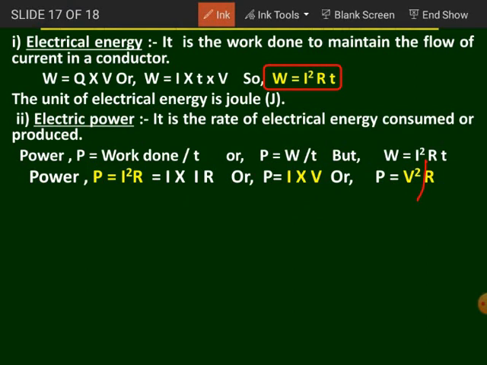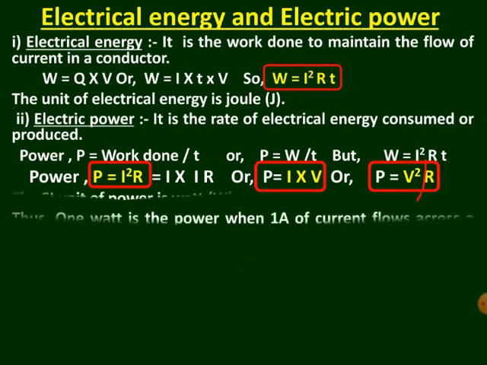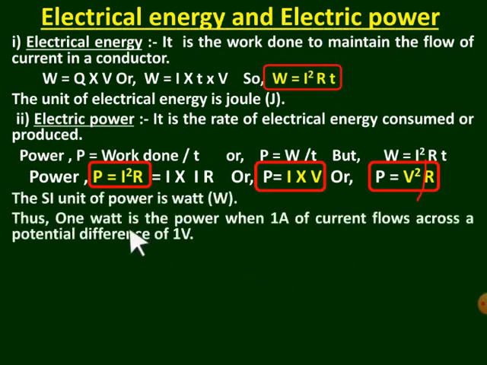Clear? So these are the expressions of power, and you need to remember these different expressions. Power is equal to I square R. Power can be expressed as V into I. Power can be expressed as V square by R. Got it? And the SI unit of power is the watt.